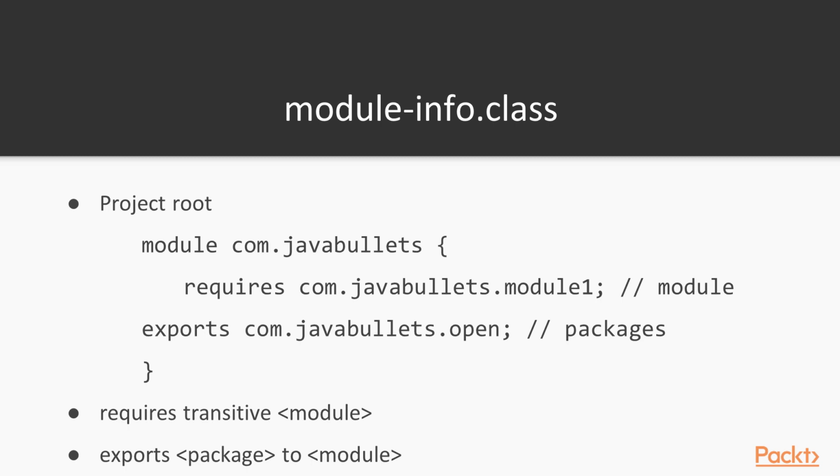There are two additional versions of requires. One is requires transitive, where any module that depends on your module will automatically depend on the module that you require transitively. And then we have exports package to module, where we can restrict further who has access to the underlying package. So for instance, we could have exports com.javabullets.open to com.javabullets.module2, and only module 2 would be able to see the package that we've exported here.